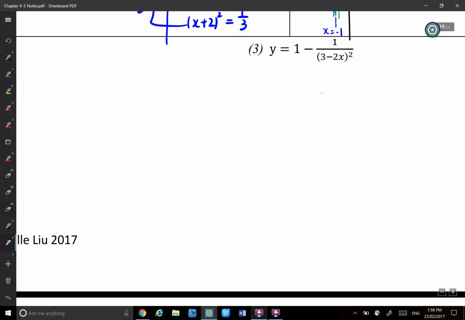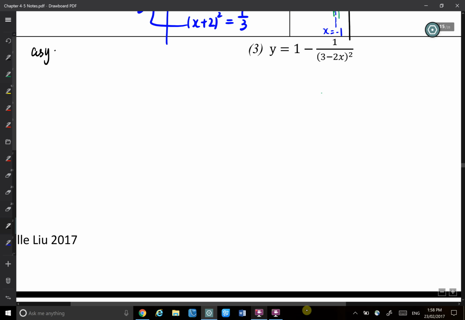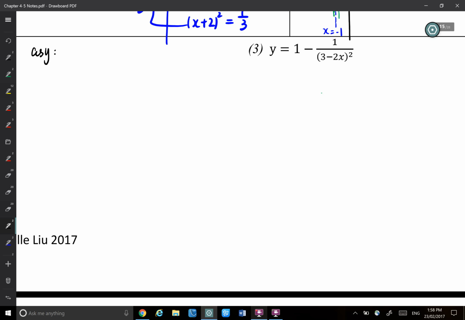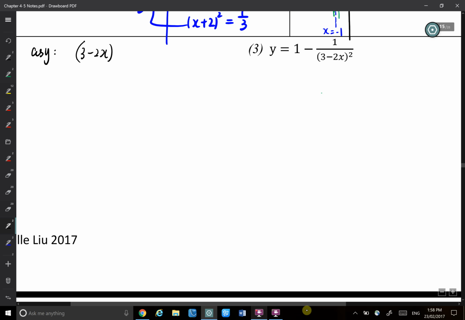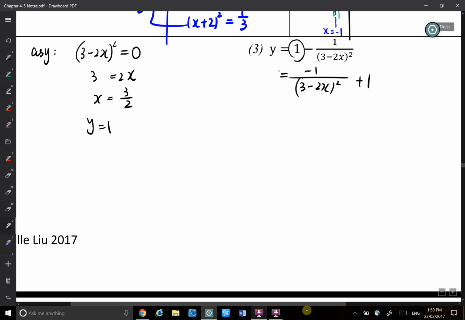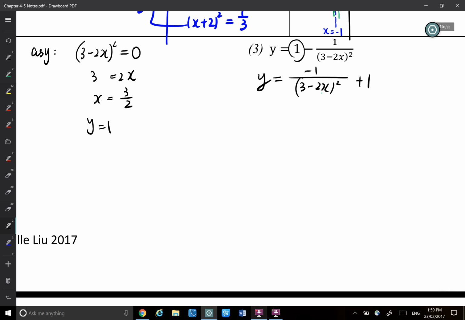Let's find the asymptotes first. The whole thing squared is satisfied as a truncus. For a truncus, I can't have the denominator be 0, so let's make that equal to 0. So 3 equals 2x, x is 3 over 2. And y will equal 1, because the equation is y equals minus 1 over (3 minus 2x) whole thing squared, plus 1.